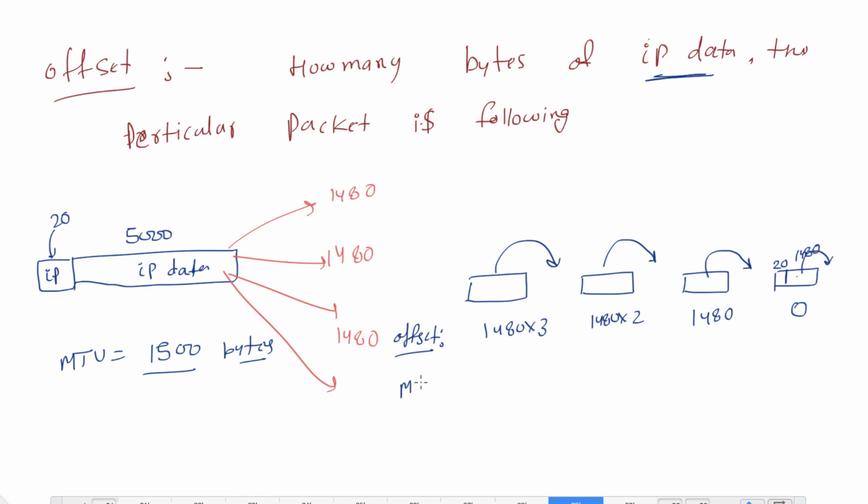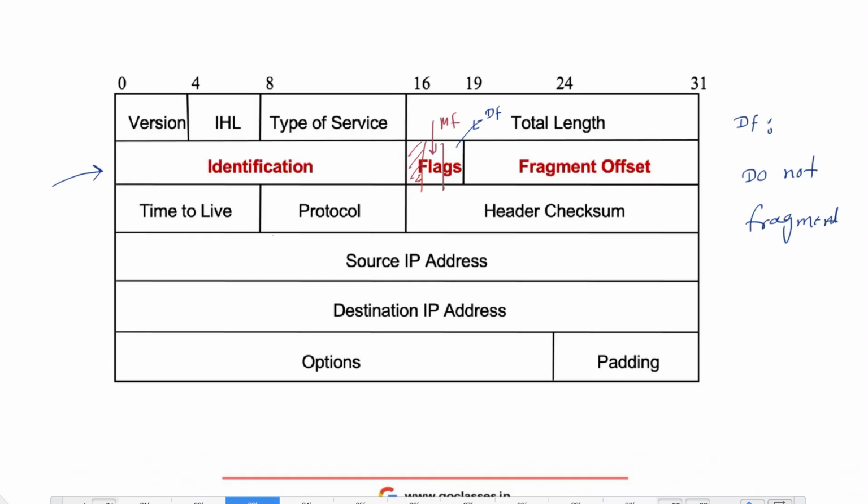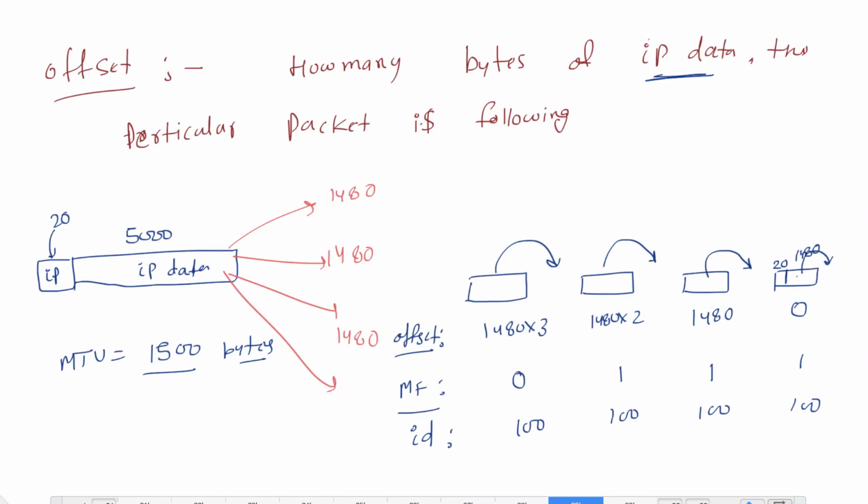And what about the more fragment field? Yes, there are more fragments, and for the last one there is no more fragment, so it will have 0. What about the identification number? Suppose the original identification number was 100, so every fragment will have 100, 100, 100, 100. These are the fields related to this row: identification number, more fragment, and fragment offset. I hope you got it.